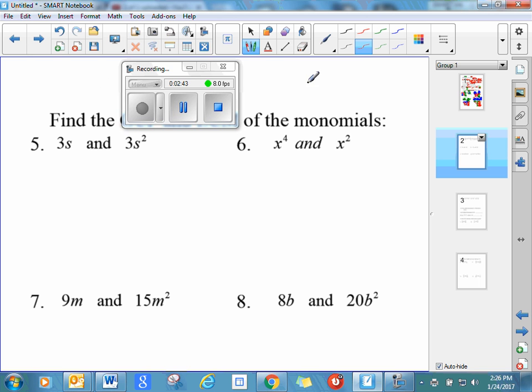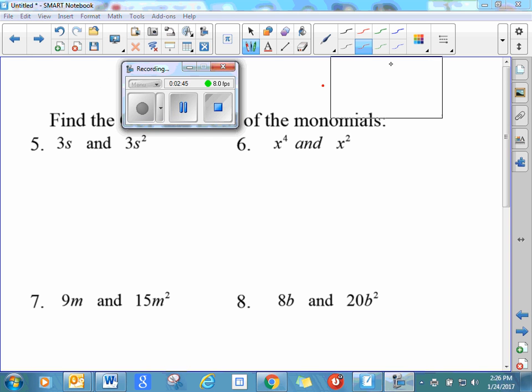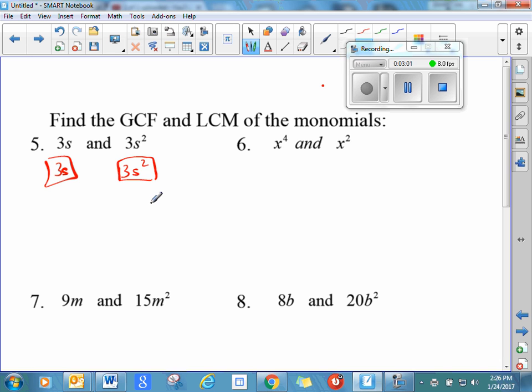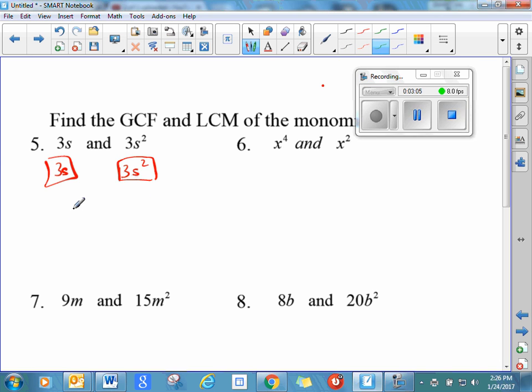We're going to do some monomials now. So we're going to start just exactly like we did before. This one's simple because the prime factorization of both of these guys is 3s and 3s squared. Don't forget the variables. You'll get it wrong every time if you forget to bring down the variables.